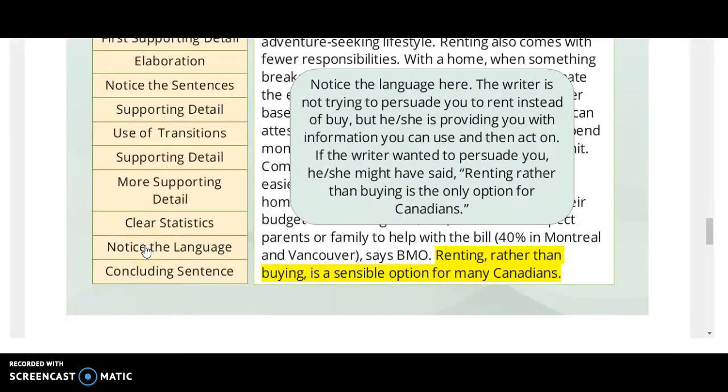Again, we are going to notice the language. The writer is not trying to persuade you to rent instead of buy, but he or she is providing you with information you can use and then act on yourself. If the writer wanted to persuade you, he or she may have said renting rather than buying is the only option for Canadians. So it is actually pretty important to make note of that. When you're writing informationally, it is super important to understand you're not persuading here. That's actually a different style of writing altogether. You are providing a topic, you are presenting details and facts, and you are allowing the reader the opportunity to make their own conclusions at the end.